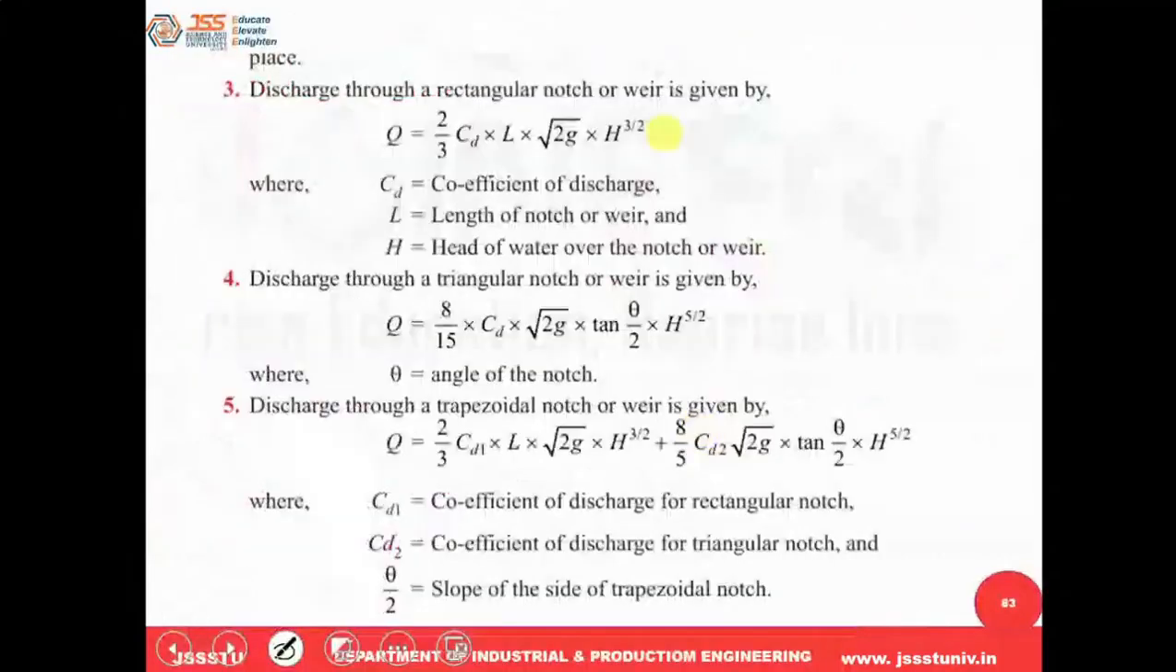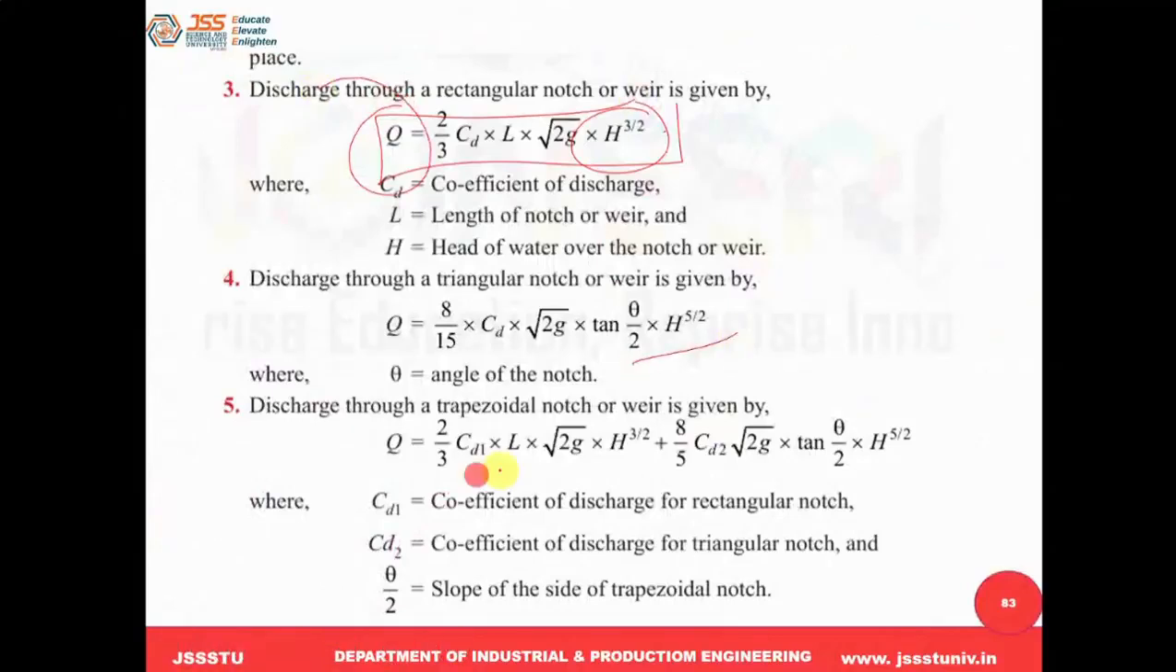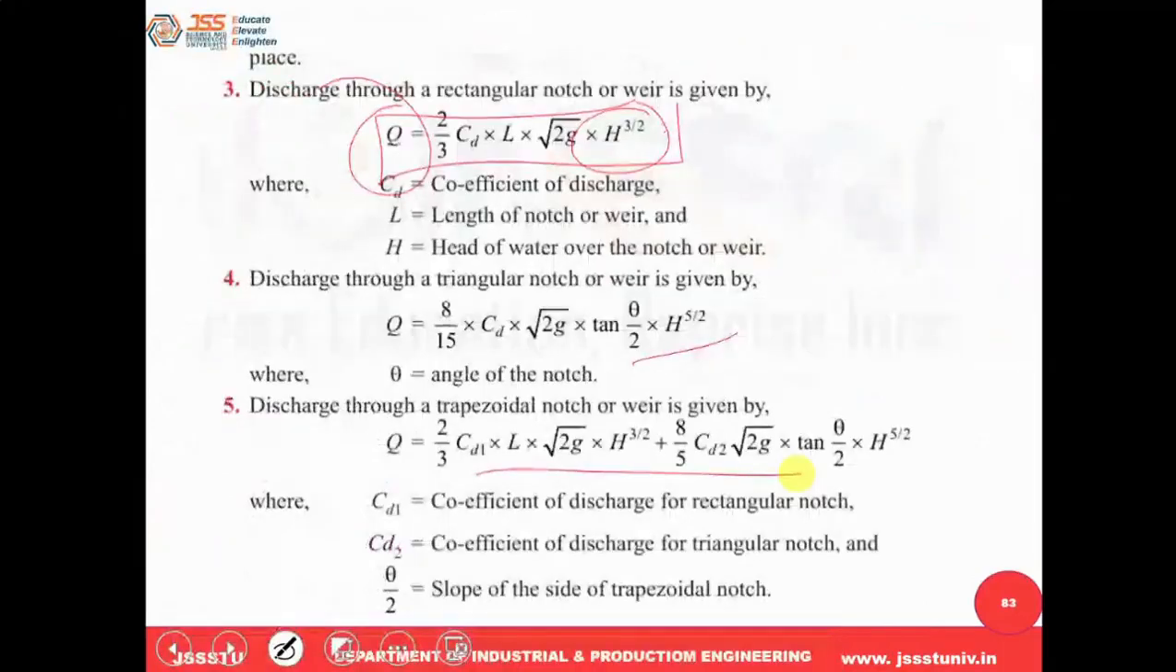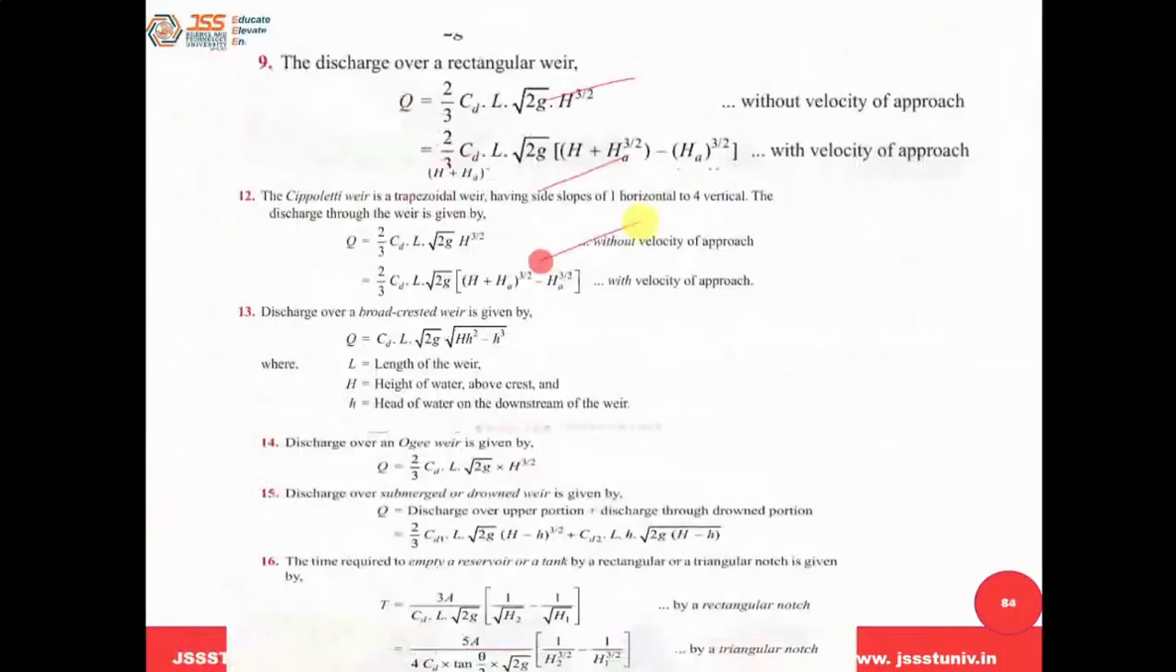Suppose a rectangular notch is used; if you plug this H value into its equation, you will get the discharge. Similarly, there is an equation for the triangular notch and another for the trapezoidal notch. There are many types of notches, and similarly many types of weirs. These are the different discharge equations for weirs. You can see here only H is varying, so if you know H, you can calculate Q. That is the way they do this. The calculation is like this. Understood?